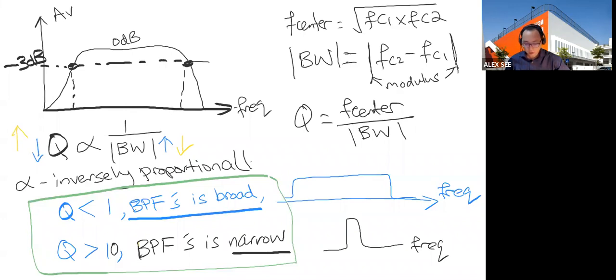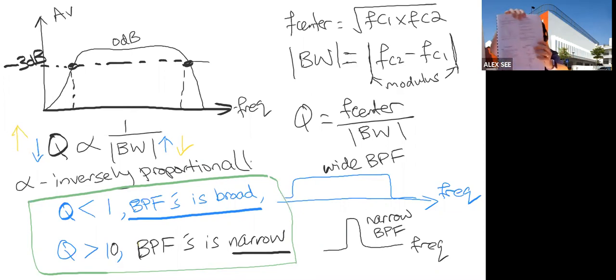Conversely, a bandpass filter with a Q factor of 1 or smaller is considered broad or very wide. Broad or wide is the same thing. This is considered a very wide bandpass filter. This one is the narrow. I point to you one more time and show you. I bring this nearer to the camera so you all can see. Can you all see? This one is mentioned here.